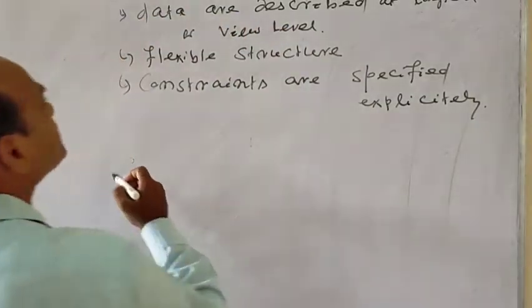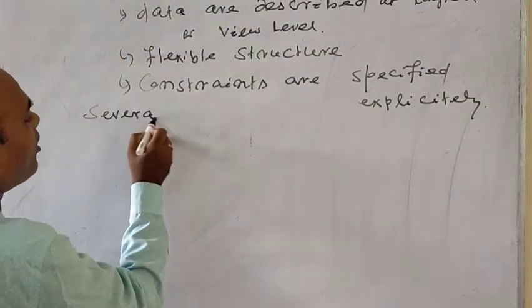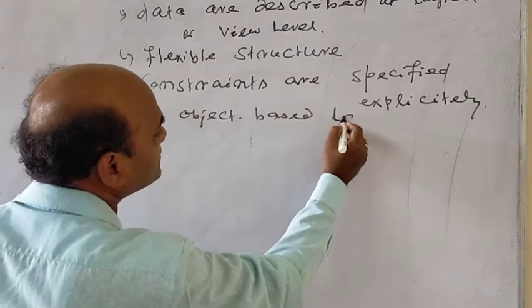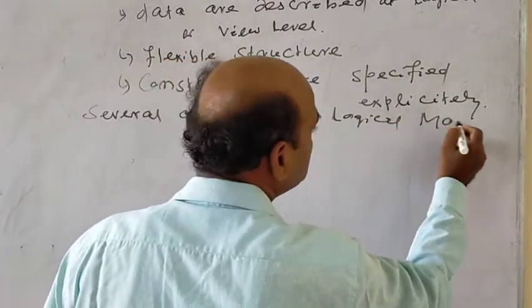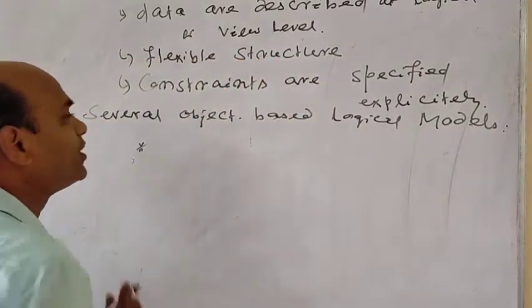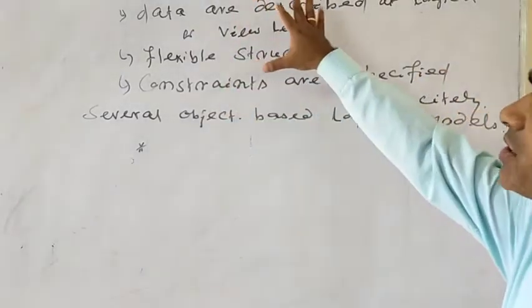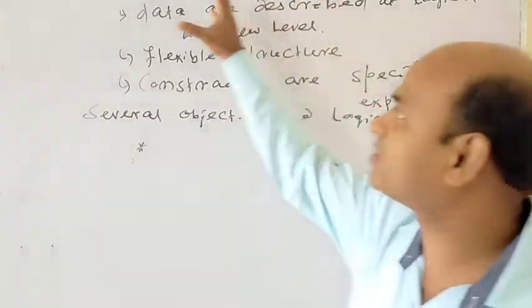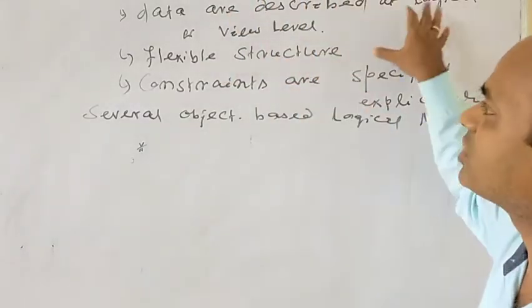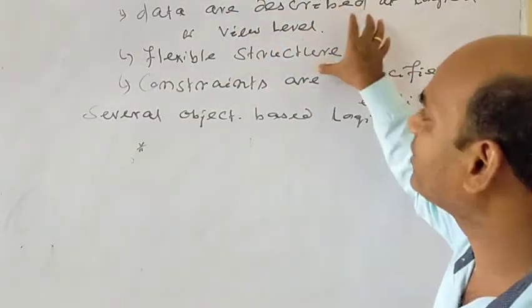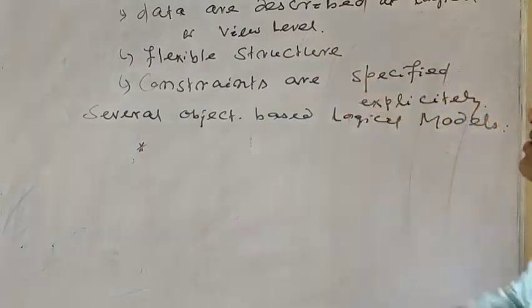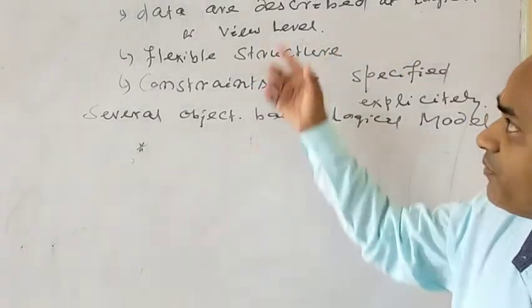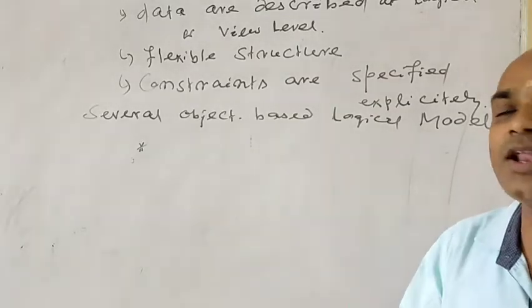So several object-based logical models are widely used in your day-to-day life. This model is totally based on objects. An object is nothing but a real world entity. Everything is considered an object that I am describing at a logical or view level. It has a flexible structure, and some constraints are also specified to help with accessing and retrieving data or values from this database system. And this model is very helpful.